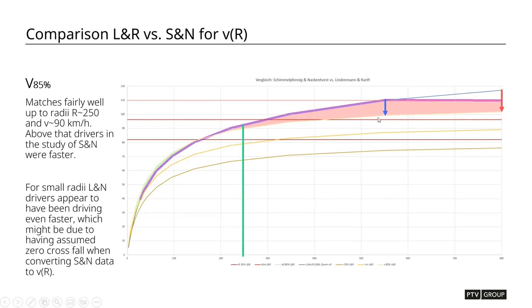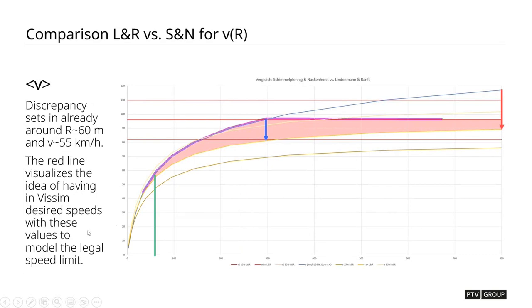And they reach that with respect to radius slowly compared to the Schimmelpfennig and Nackenhorst drivers, who were going to higher speeds already at smaller radiuses, at least if the radius was larger than 250 meters. And it's really interesting because at even smaller radiuses, around 100 meters, the Lindenmann and Ranft drivers were even a little bit faster than the Schimmelpfennig and Nackenhorst drivers.